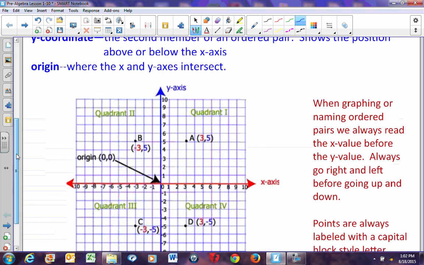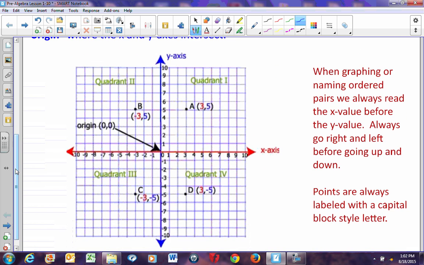Here's a good picture. Okay? Here we have the x-axis in red, the y-axis in blue. As you can clearly see, the quadrants are labeled in Roman numerals. You start here, this is quadrant 1, this is quadrant 2, this is quadrant 3, and this is quadrant 4. Counterclockwise, starting at your upper right, going counterclockwise, always given in Roman numerals. Okay? The origin is where your x and y-axis intersect, right there.